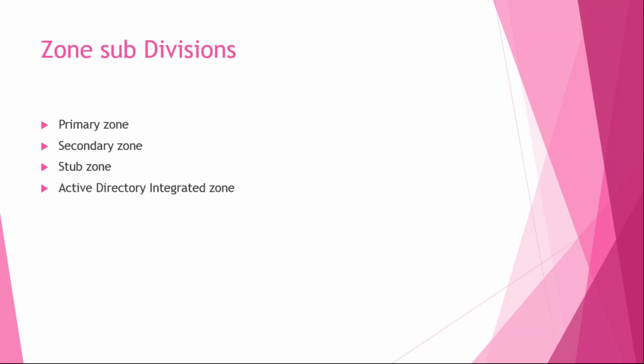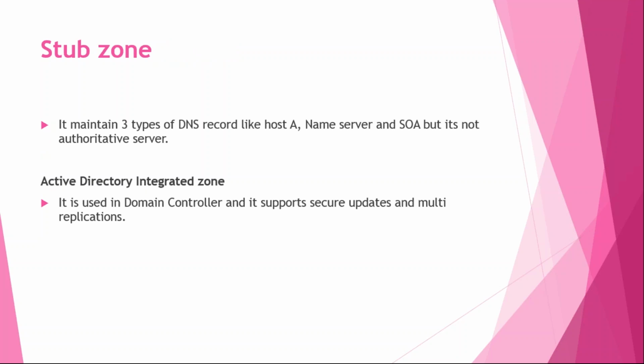Stub zone maintains 3 records separately. It maintains 3 types of DNS records: host record, name server, and start of authority. But it is not an authoritative server. Of course, it's maintaining 3 records: host A record, name server record, and start of authority. But it is not an authoritative DNS server. It is keeping some information, not everything.